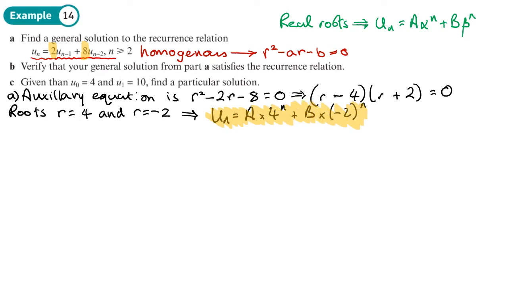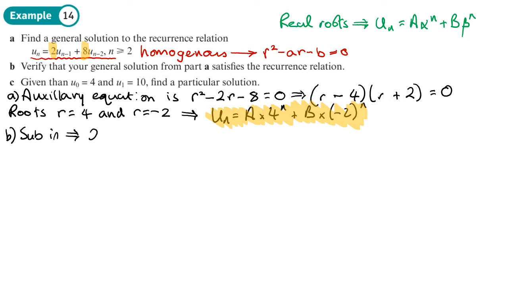In part B, it says verify that your general solution from part A satisfies the recurrence relation. Now, if it satisfies the recurrence relation, it basically means that I can substitute this into my original recurrence relation and get u_n. So I need to do 2 lots of u_{n-1}, so I need to change these n's to n minus 1, plus 8 lots of u_{n-2}, which means I need to replace these n's with n minus 2, multiply that all out, and hopefully all of that just becomes u_n.